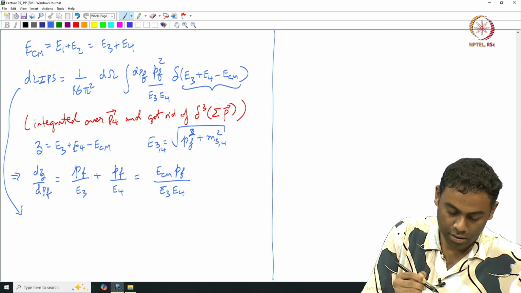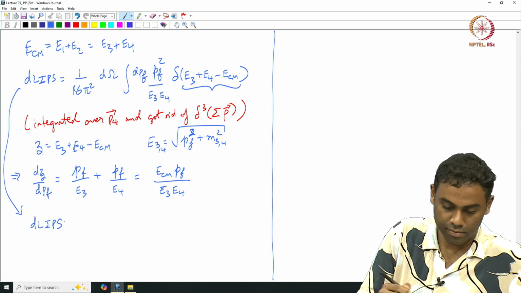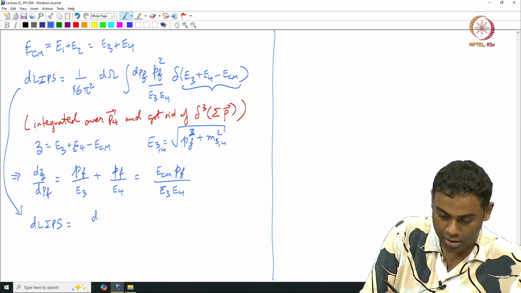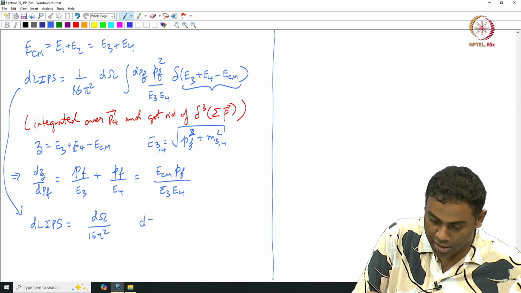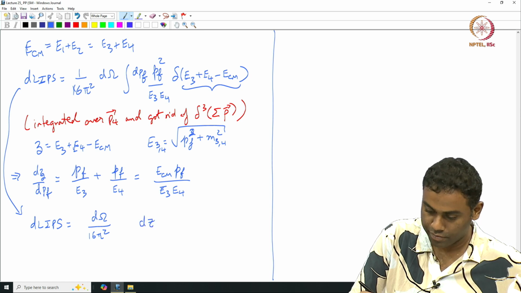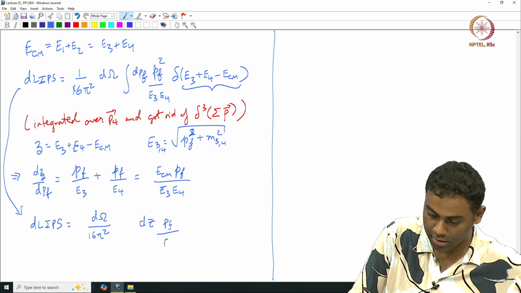that would mean dLIPS is d omega over 16 pi squared. Now I have a dz integral. Okay, PF I can keep for now.